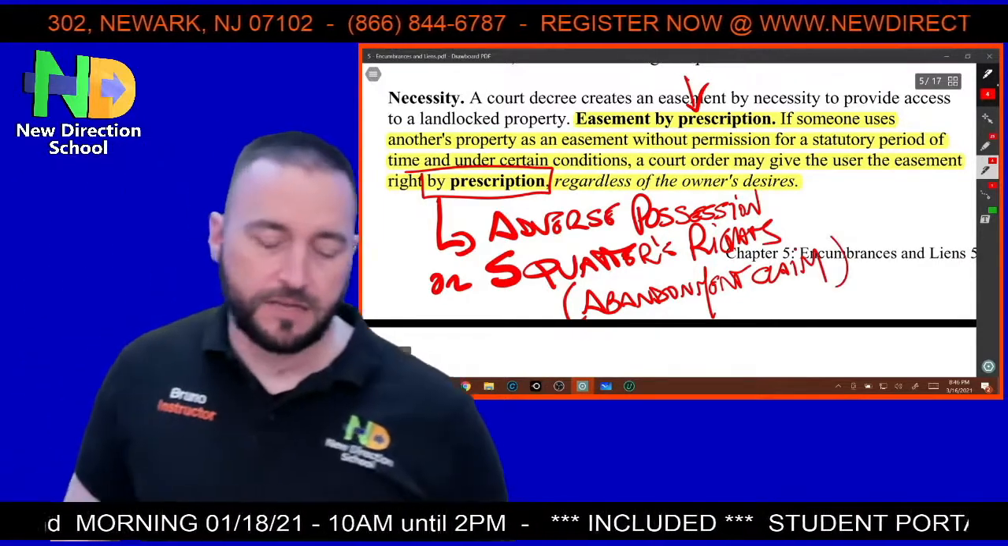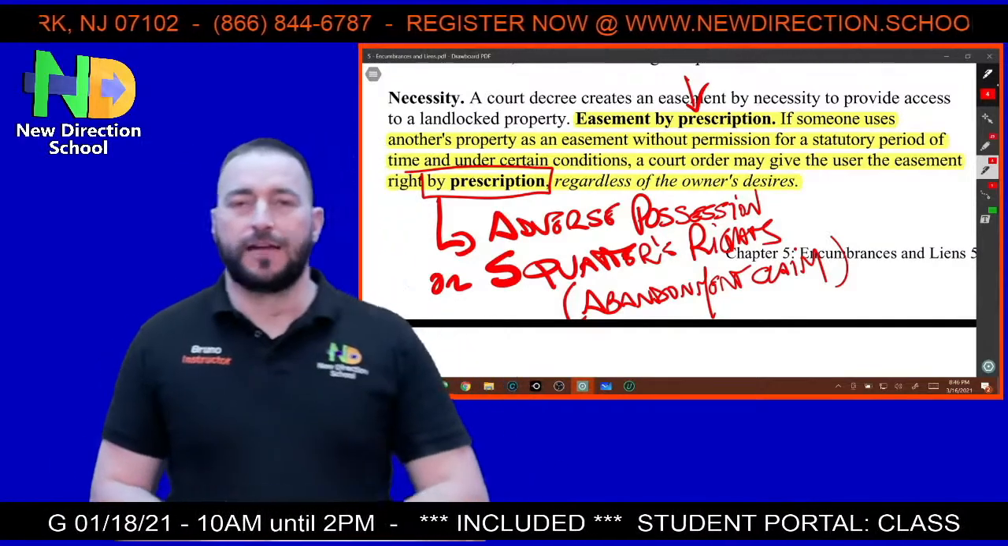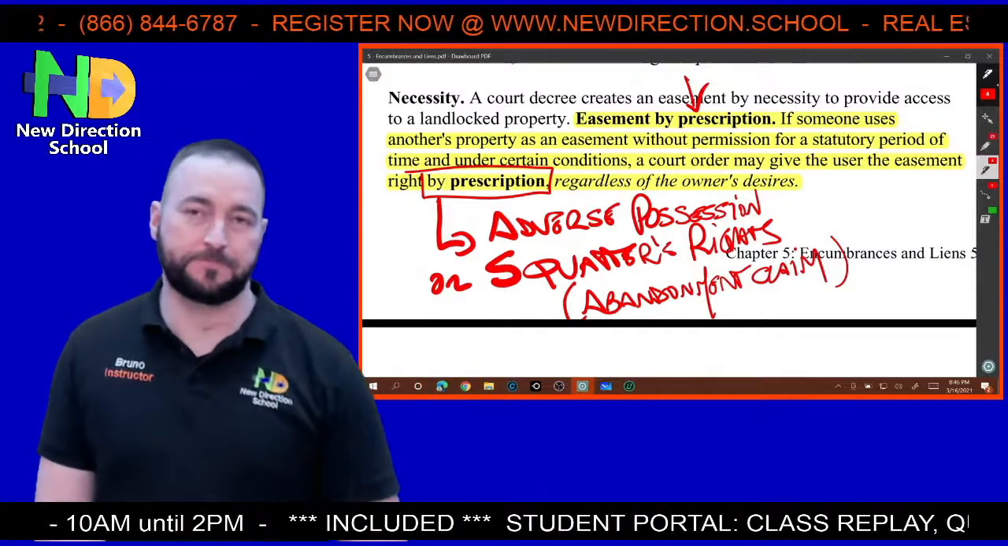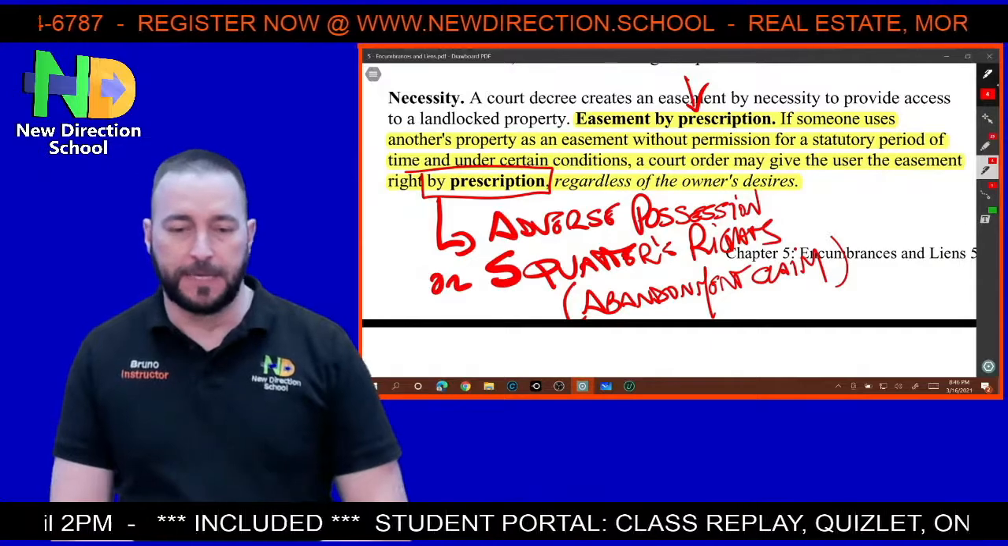Okay? So an easement by prescription, adverse possession, or squatters' rights all mean the same thing. It's an abandonment claim. And what does this mean?